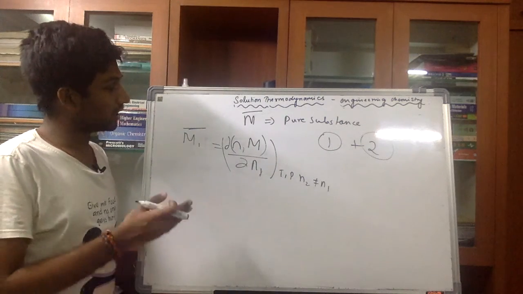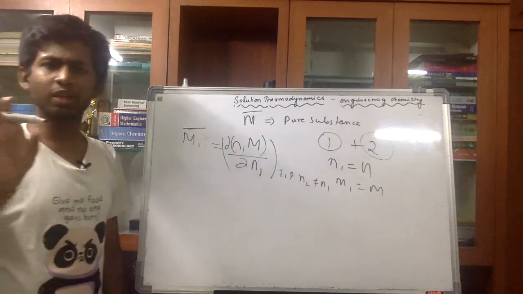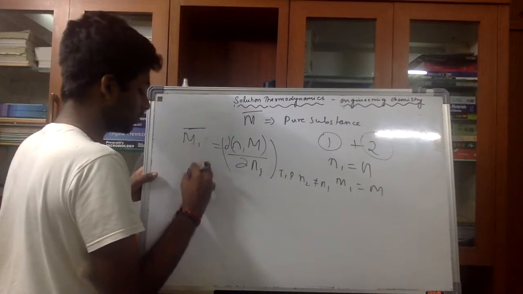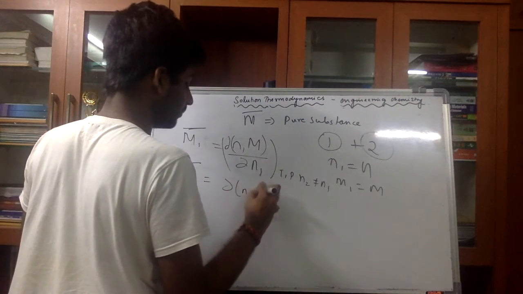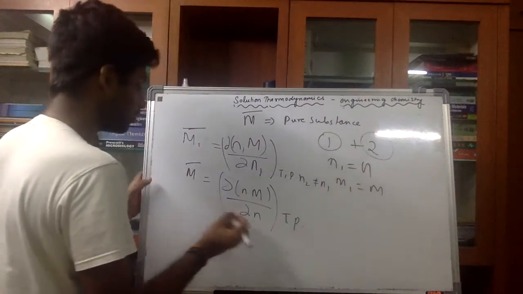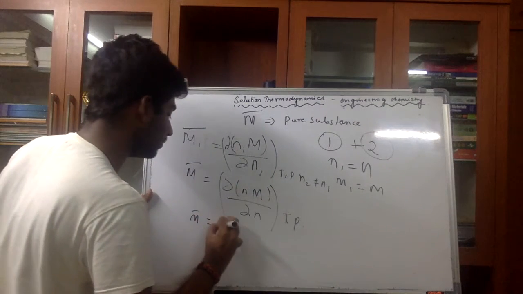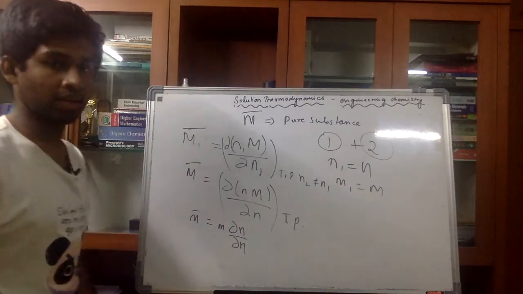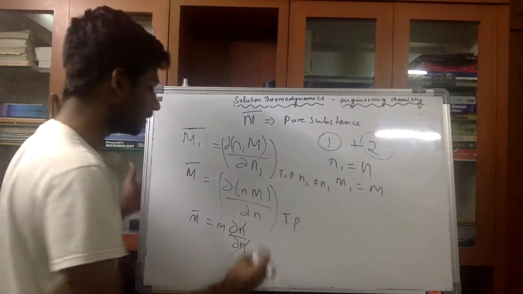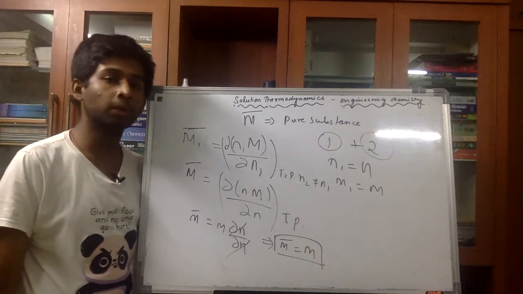Next, we are considering the fact that N1 is equal to N and M1 is equal to M, because it is a pure state. Pure state means you have only one component, which will be crystal clear. Now just substitute this everywhere. So you will have M bar equal to the partial derivative of NM with respect to N, at constant temperature and pressure. Now one more thing you need to know is that M will come out as a constant. So M bar equals M times the partial derivative of N with respect to N. This and this get cancelled, and you're left with M bar equal to M, which means in a pure condition your partial molar property and the actual molar property will be the same.